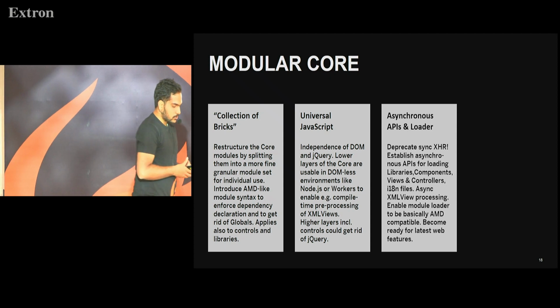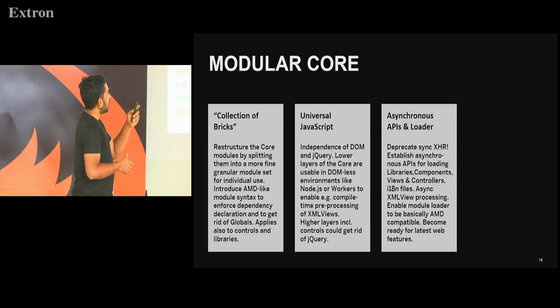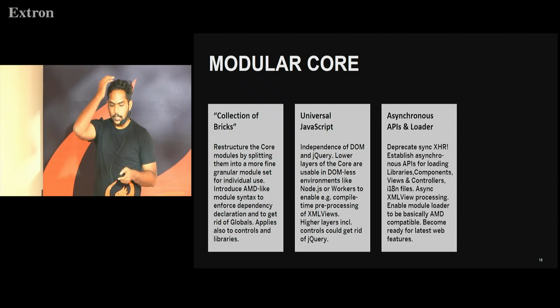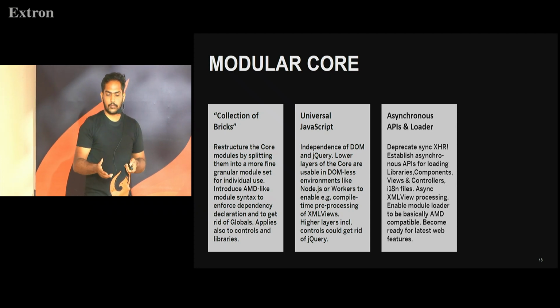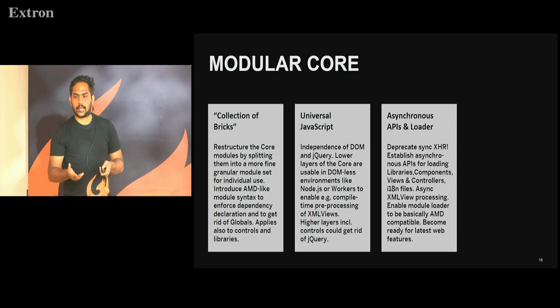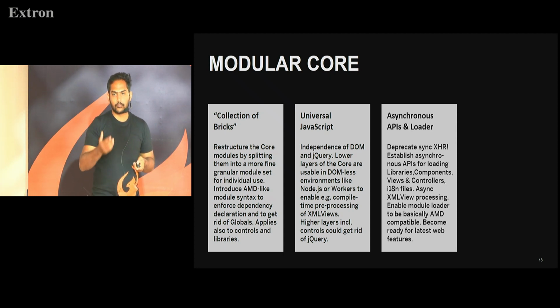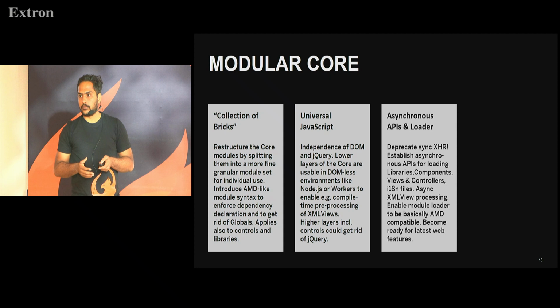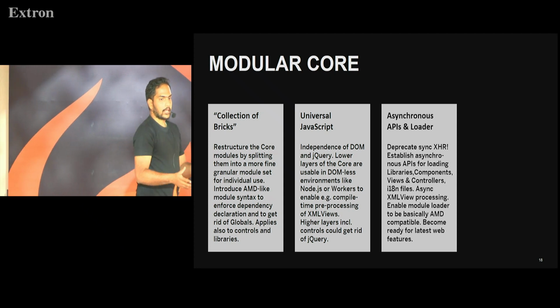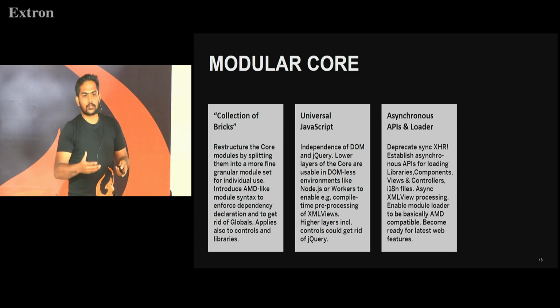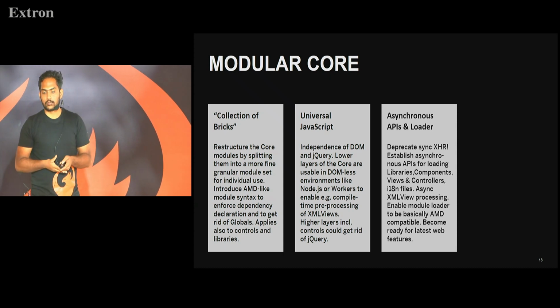So what are the asynchronous APIs that we are talking about? The main motive again was to replace the sync XHR and establish asynchronous APIs for loading all the libraries, components, views, controllers, and even your i18n files. There are some asynchronous APIs that we already introduced in 1.52, for XML view processing. And we are making more of the shift from async even to AMD-like syntax so that you can use RequireJS and other technologies to load all the modules.